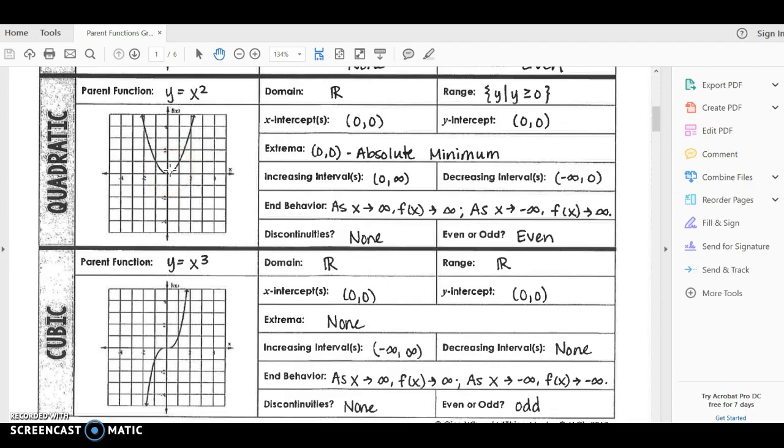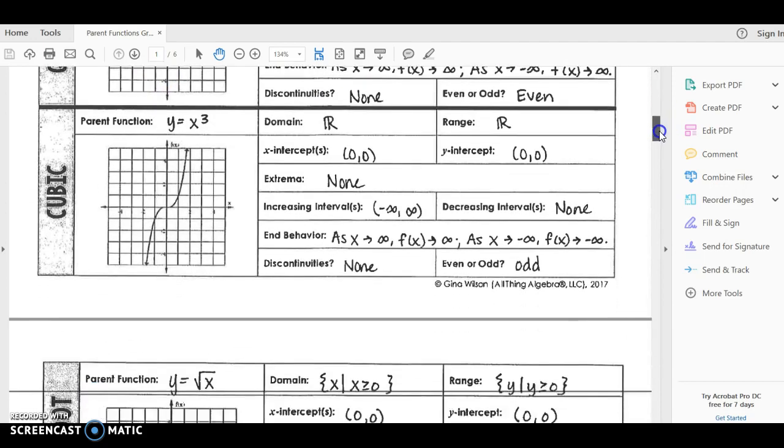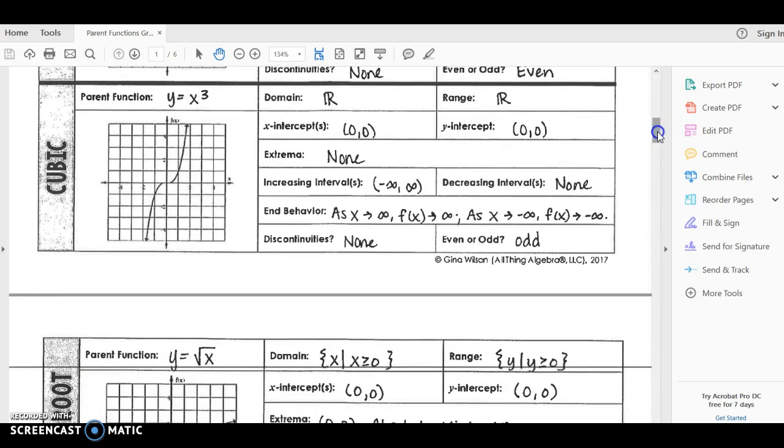So hopefully you're seeing a pattern here. Most of your parent functions will go through the origin, okay? All right, intervals of increasing and decreasing. So it's going to decrease from negative infinity to 0, and it's going to increase from 0 to infinity. Again, it has an absolute minimum at 0, 0. In behavior, as x goes positive, y goes positive. As x goes negative, y goes positive, okay? Parent functions are pretty easy to work with.